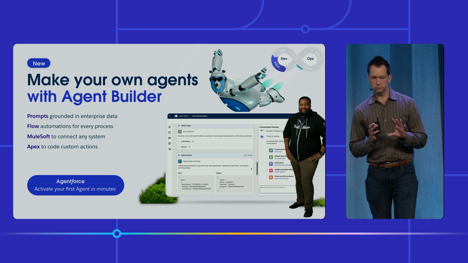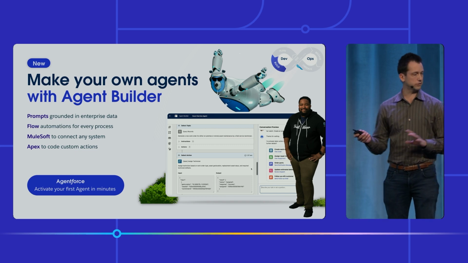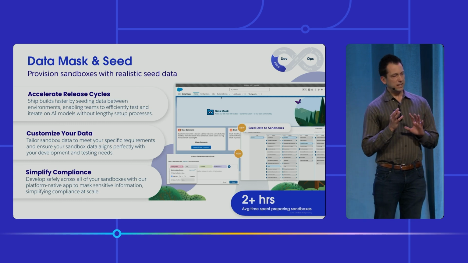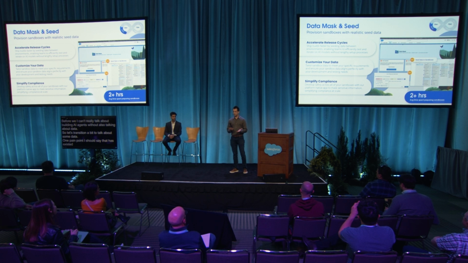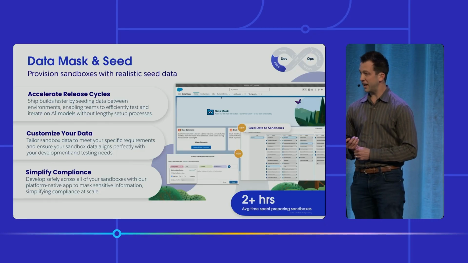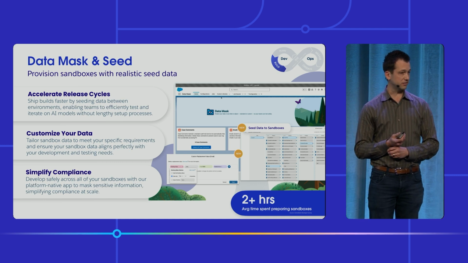I can't really talk about building AI agents without also talking about data, so let's transition a bit to talk about some data. One pain point, I should say, that has existed in sandboxes for a long time is the amount of time that all of you spend to ensure that your sandboxes contain just the right amount of and type of data to suit your testing needs. Traditionally, those full copy sandboxes, as an example, contain everything in your production org. This complicates things a bit because some of that data may very well be sensitive, and we don't want everybody necessarily to have access to that data, all those contractors and developers that have access to your sandboxes.